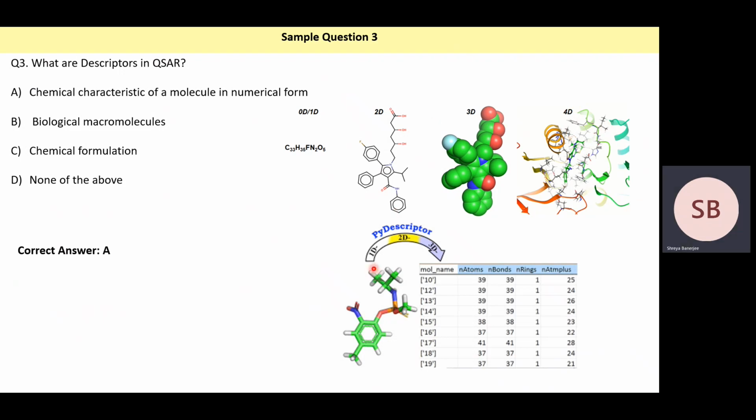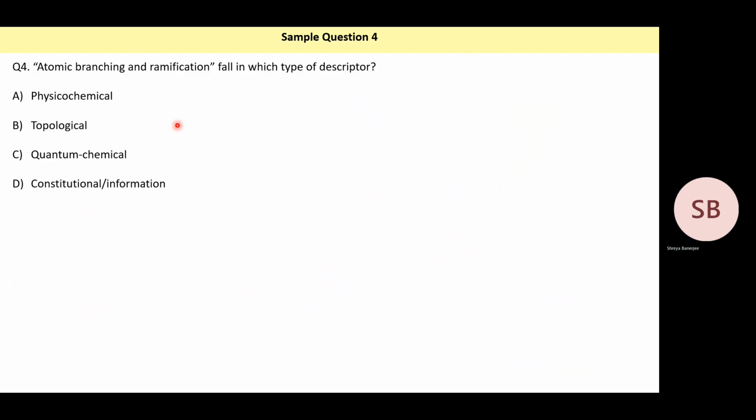So all these 0D, 1D, 2D, 3D, 4D are represented by certain numerical values, and they form the descriptors. So the chemical characteristics of the molecule, which are in numerical form, are called the descriptors in QSAR. And so the correct answer is A. The fourth question is, atomic branching and ramification fall in which type of descriptor?